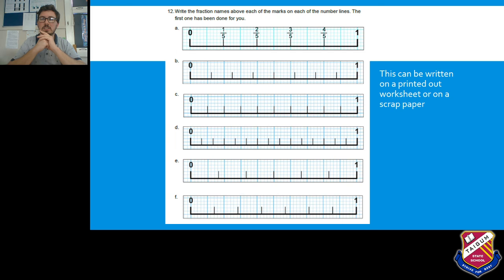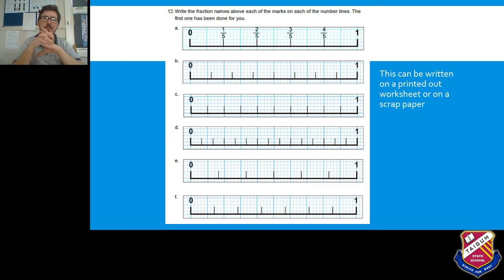Right, this can be written on a printed out worksheet or on a scrap piece of paper. Write the fraction names above each of the marks on each of the number lines. The first one has been done for you.